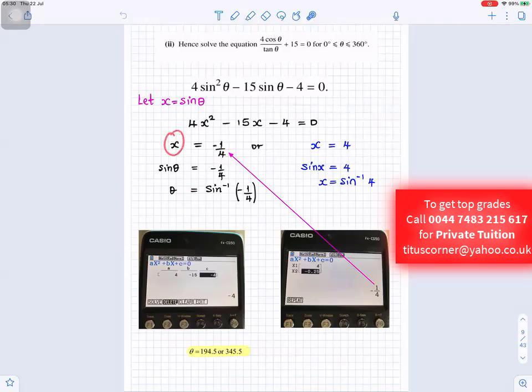Replace x with sine theta. So it becomes sine theta equals minus 1 over 4. So theta is inverse sine of minus 1 over 4. And for x equals 4, normally we call it sine theta equals 4. So theta is inverse sine of 4, which has no solution. So you have theta to be 194.5 or 345.5.